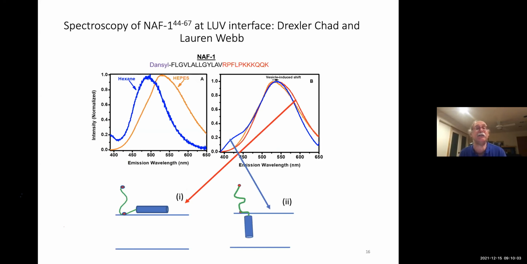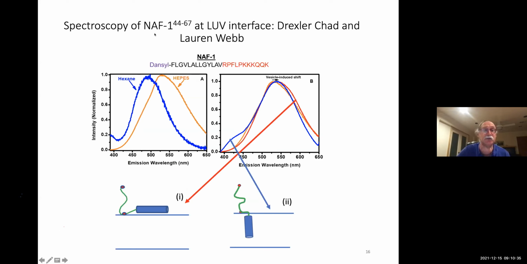We also have some experimental evidence for this. This is an experiment that was done by Drexel Chad and Lorraine Webb at the UT Chemistry lab. They took the NAF1 and tried to attach it to a vesicle, a LUV vesicle made of DOPC. They are very stable and it's very hard to permeate, but at least they can clearly see the first step of the permeation.